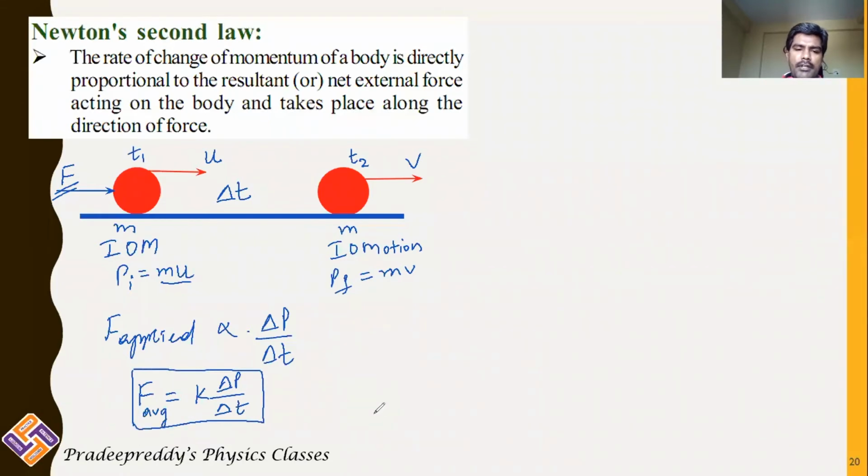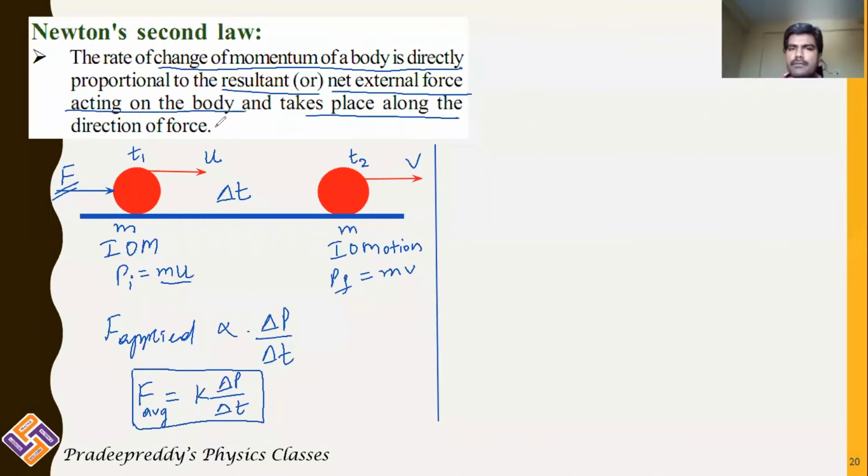Therefore, whenever you are acting force on the body, it changes the momentum. Therefore, you can simply define it as time rate of change of momentum. Time rate of change of momentum of a body is directly proportional to the resultant net force acting on the body and takes place along the direction of force. So F is directly proportional to rate of change of momentum, and F is equal to k into delta P divided by delta T. So that is average force.